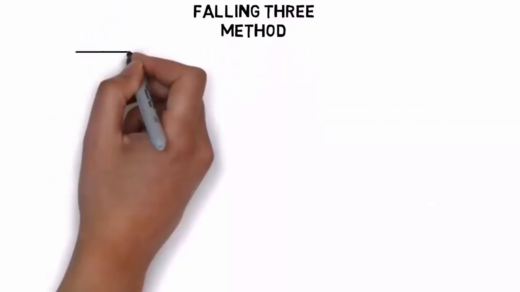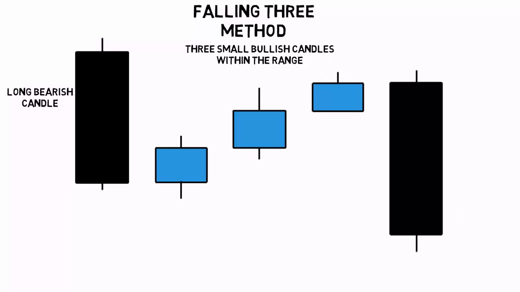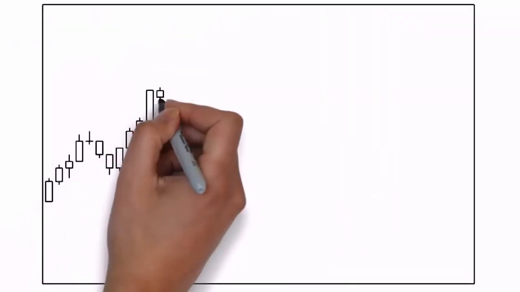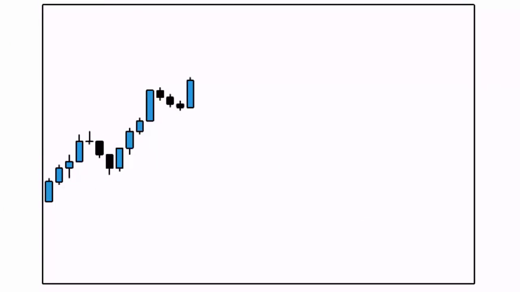The falling tree method is a 5 candlestick bearish continuation pattern. The first candlestick is a long bearish candle. The next 3 are small bullish candles within the first candlestick's range. And the fifth is a long bearish candle that manages to close below the first candlestick's close and creates a new low. As the rising tree is a bullish continuation pattern, we will only look for it in an uptrend.